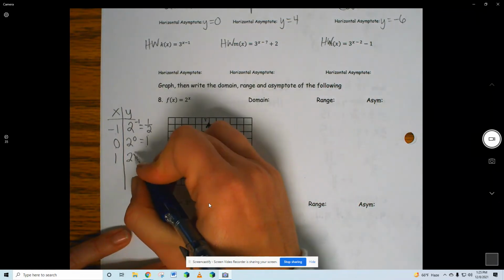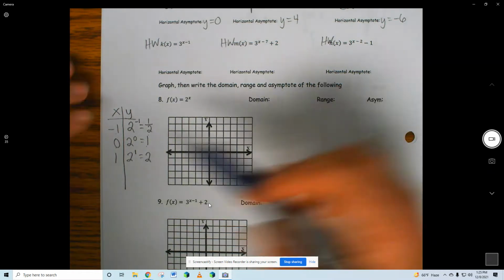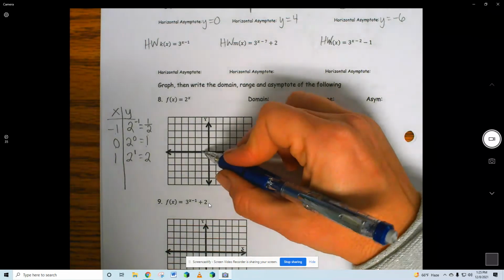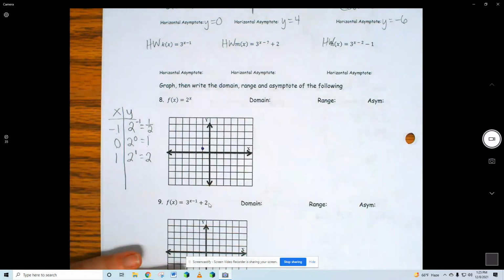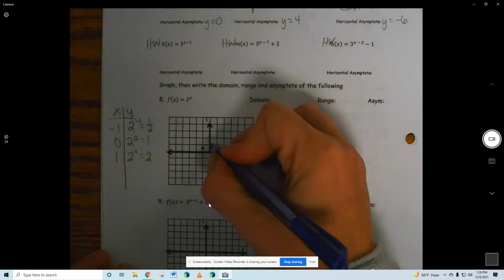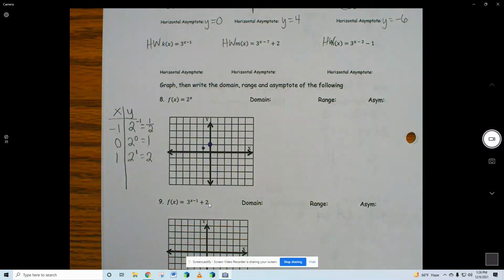Let's plug in 2 to the first. You're right. It is a 2. So these 3 ordered pairs I just found, I want to graph. Negative 1, 1/2. 1 to the left and up 1/2. I'll do it in purple. I don't even go to 1. It's halfway in between 0 and 1. Then 0, 1. And then graph 1, 2.